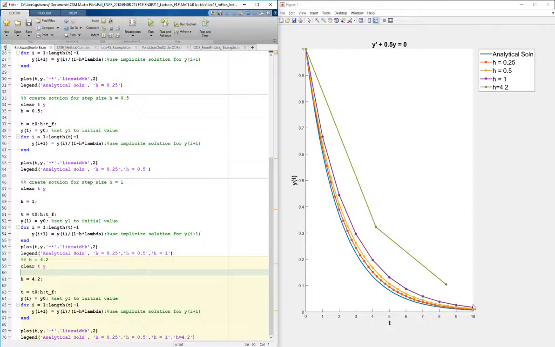The reason I didn't get the solution here at 10 is because I stepped forward by h, and I can't step by 4.2 from 0 to 10 seconds. So I didn't actually get the solution at 10 seconds. So I can't take a uniform step size, which is actually one requirement for these simple methods of backward Euler and forward Euler. But I do have a stable solution, so I'm not wildly growing out of control as I grow my delta h or delta t.